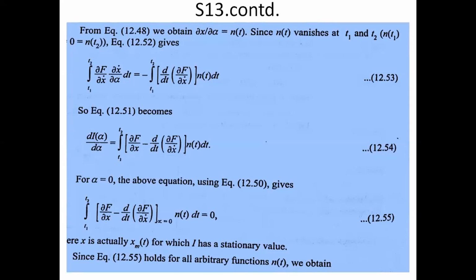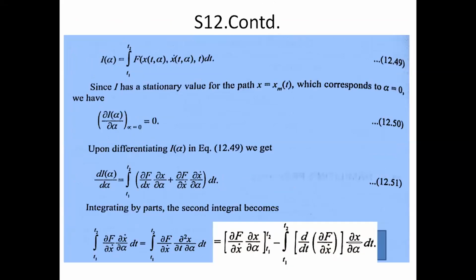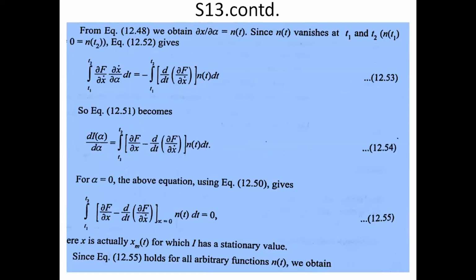Don't go to S13, please. S12, yeah. After integration by parts, I get what is shown here. Integration by parts, I'm sure all of us are familiar with. If u is taken as the first function and v as the second function, then it is u times the integral of v, minus the integral of the derivative of u times the integral of v. So that is what I have done. And let us now go to the third slide, that is S13.